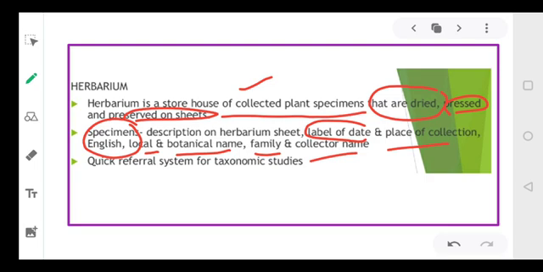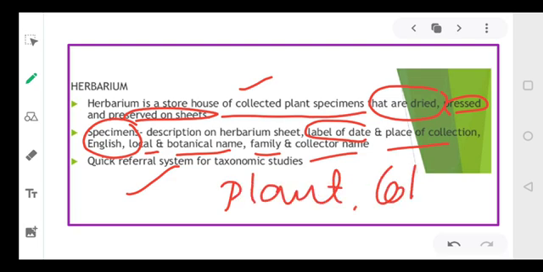Then it basically acts as a quick referral system. Likewise, as I said, you go to the library, you can consult the book, and nowadays we just consult Google. Same way, for a particular plant, if you require any information related to it, you can go to the herbarium and consult that particular information. So not only will you get the information about a plant, you will also get information about the person who has collected it, the collector also.